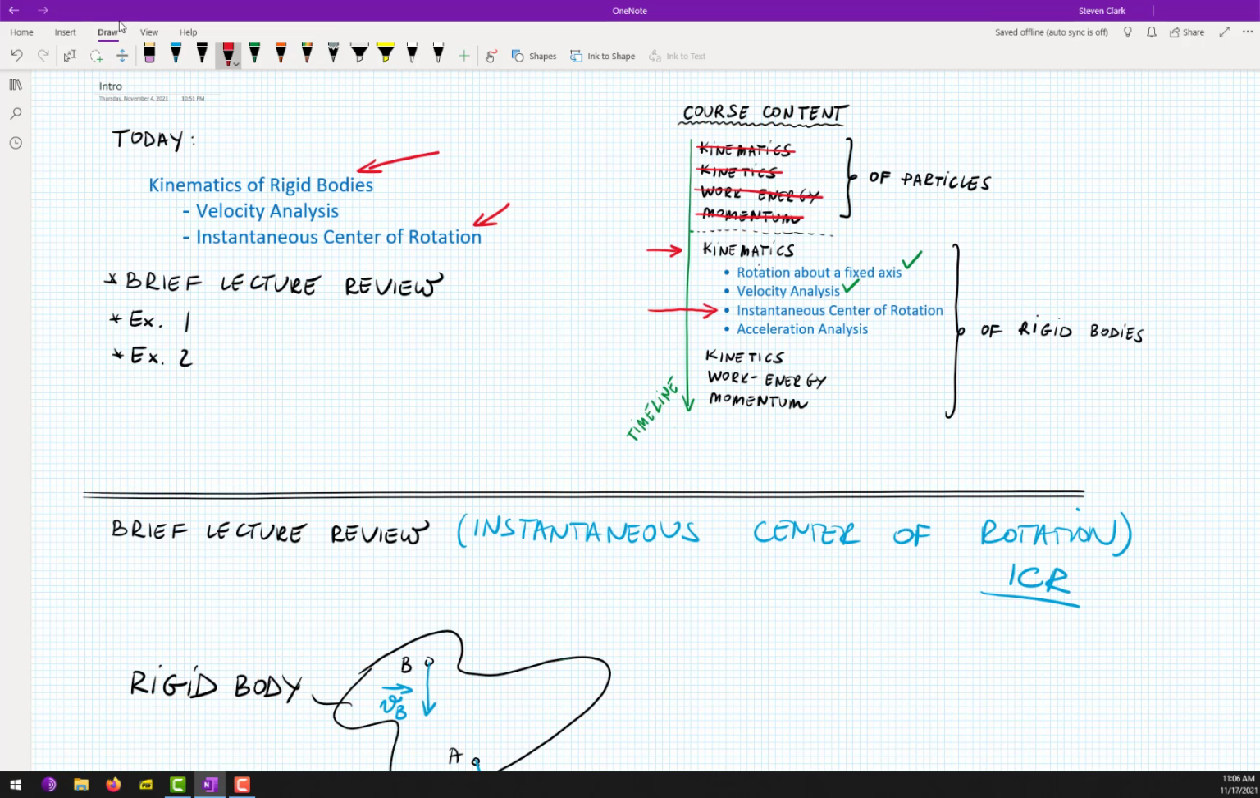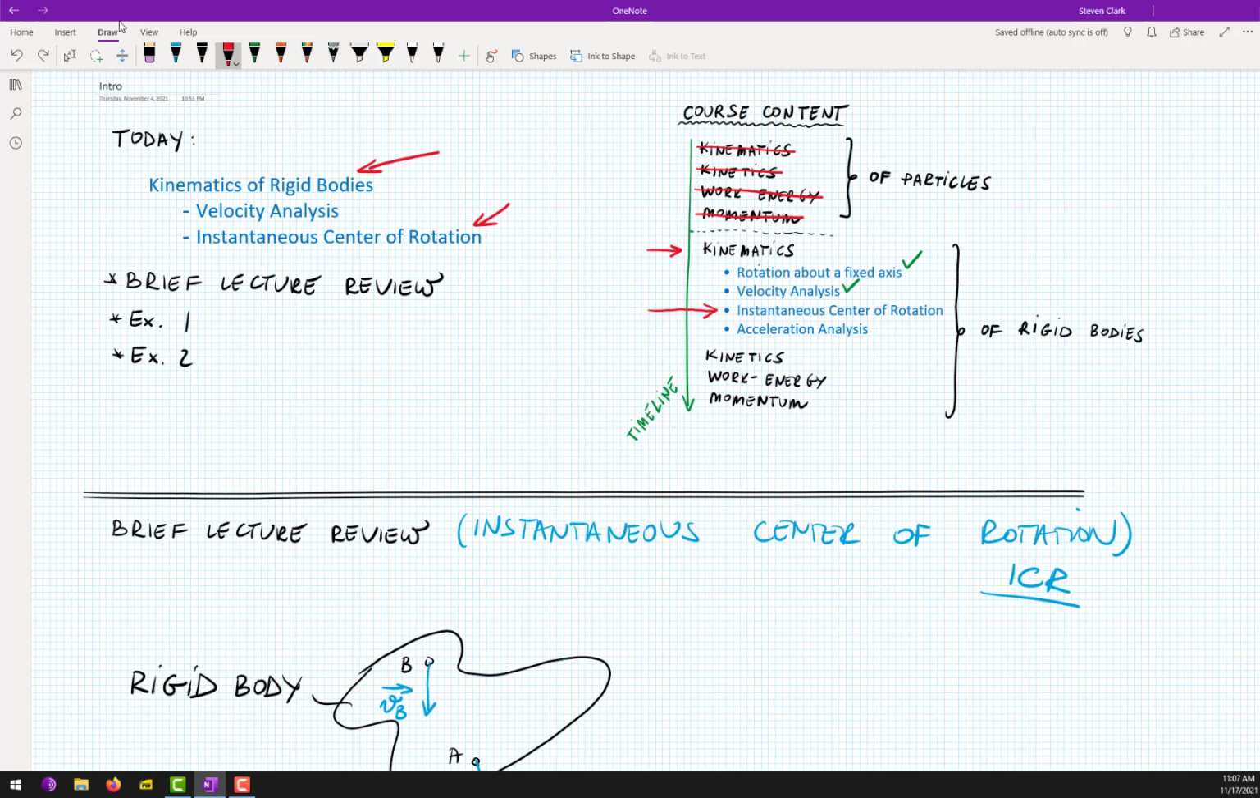If you look at our timeline, you can see that we are in the kinematics part of our semester. And what are the subtopics? So far, we covered rotation about fixed axis, which was a video you were supposed to watch last Wednesday. Then on Friday, I showed you how to run velocity analysis. And today we will do instantaneous center of rotation.